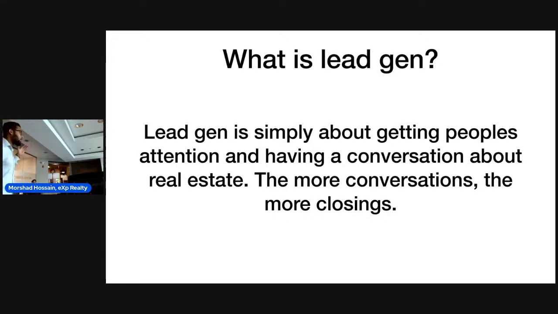So that is one of the downsides. If you're someone who is, I don't want to use the word extroverted, but if you're someone who really values your privacy, this business is all about being public and open and accessible and reachable, right? So keep that in mind.